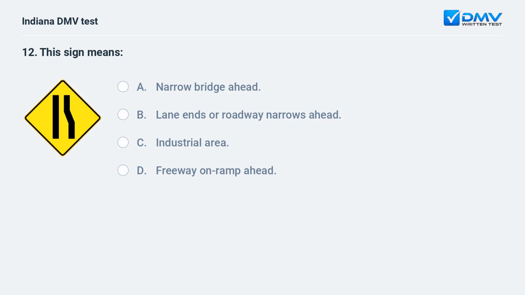This sign means: a. Narrow bridge ahead. b. Lane ends or roadway narrows ahead. c. Industrial area. d. Freeway on ramp ahead.